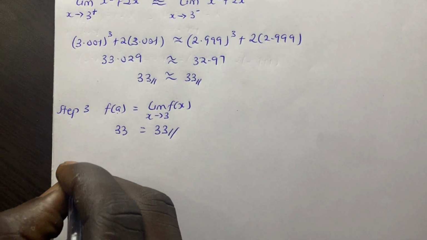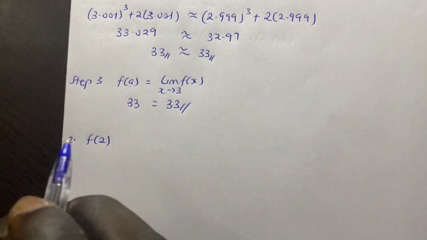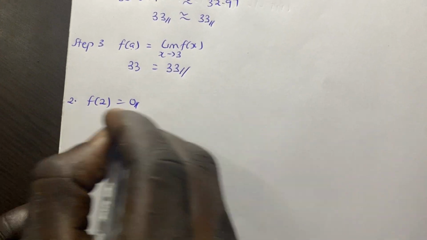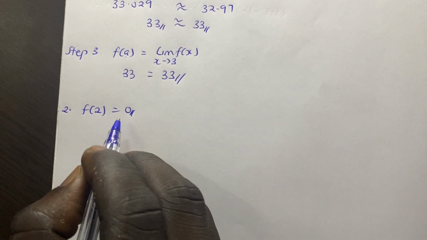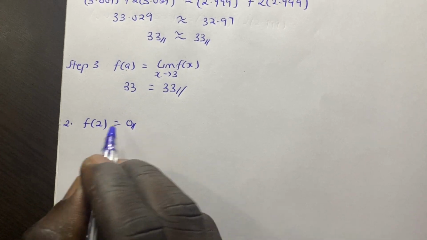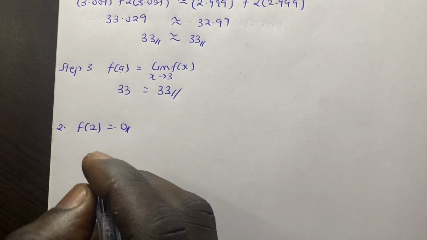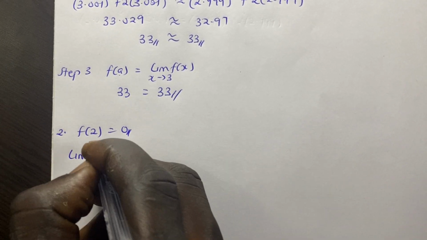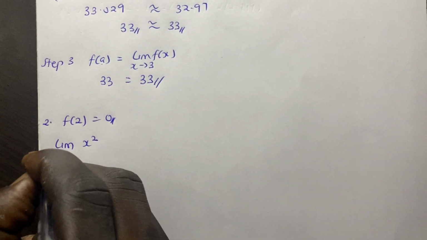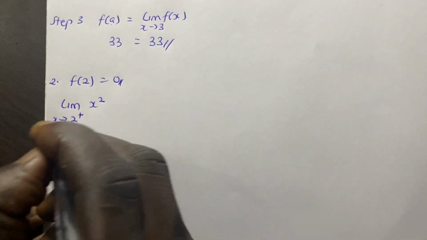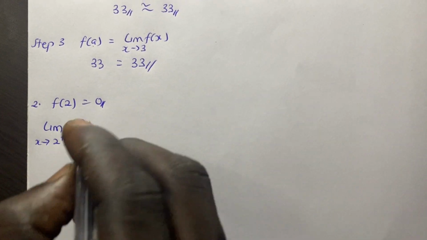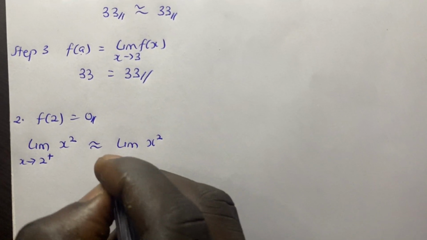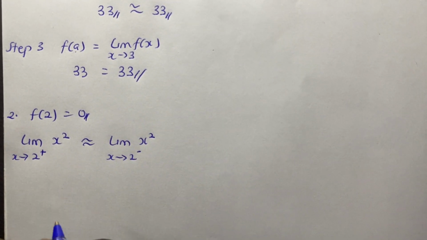So here we know that f of a, where our a is equal to 2, is equal to 0, right? So this is the first step, where we are just finding a value for our function. And then step number 2, we have to find our increasing and decreasing limits, right? So limit of f of x, which is x squared, because here our x is going to map to 2 plus, which is greater than 2 like I talked about, and this should be approximately equal to the limit of x squared as x maps to 2 minus, right?